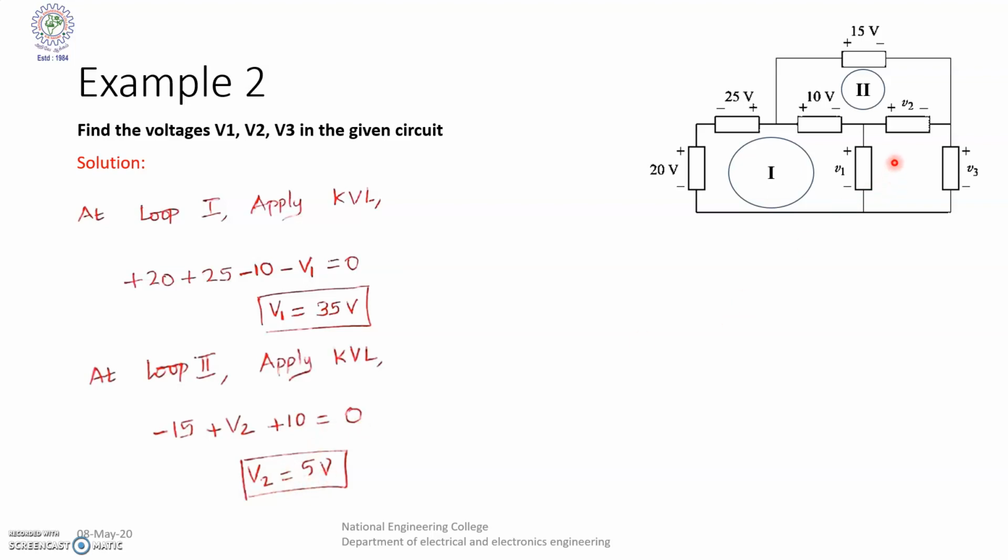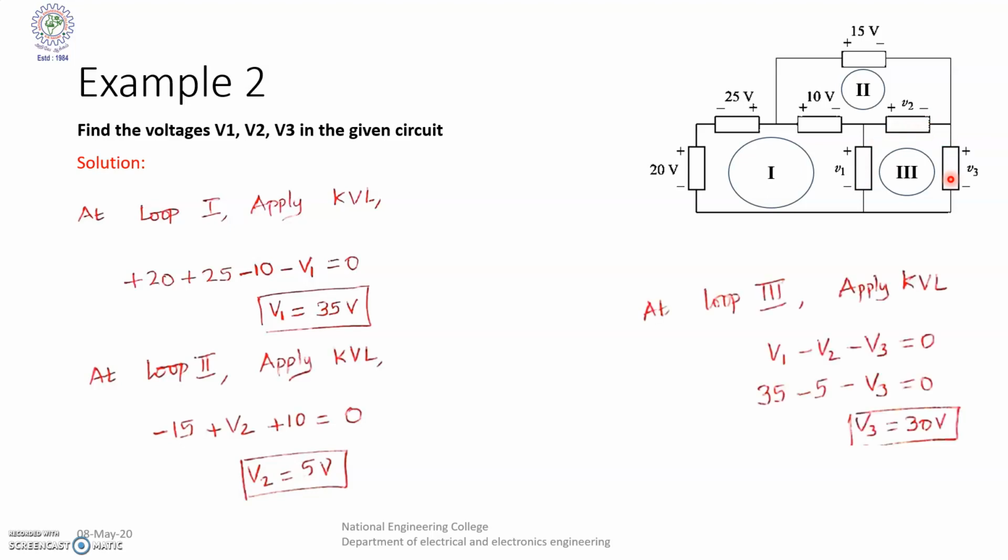Next we can apply KVL in this loop because we know the values of V1 and V2. If you apply, the equation will be plus V1 minus V2 minus V3 is equal to 0. Substitute the values of V1 and V2, and the answer will be V3 is equal to 30. So these are the answers: 35, 5 and 30 volt.